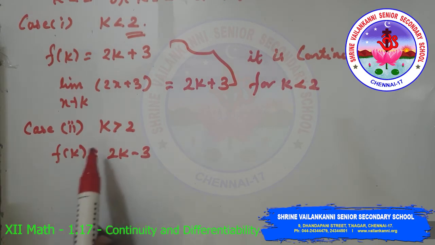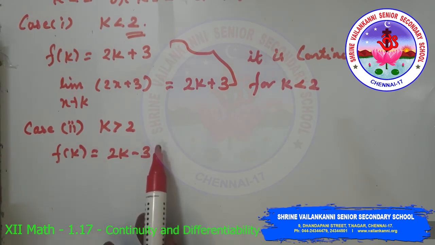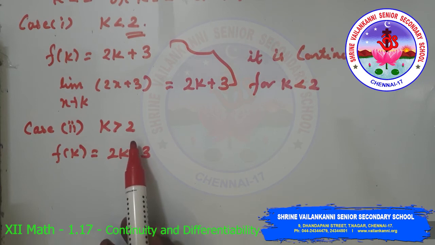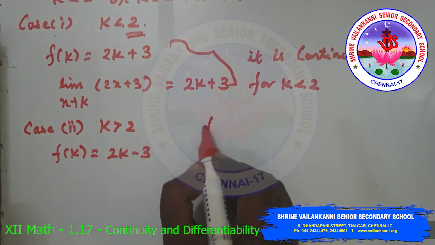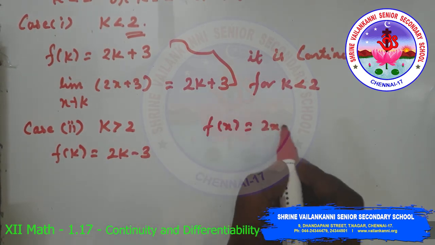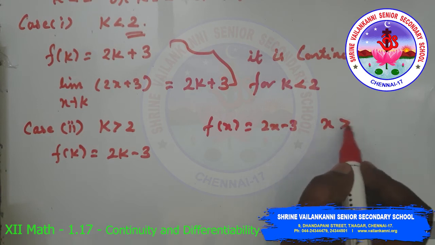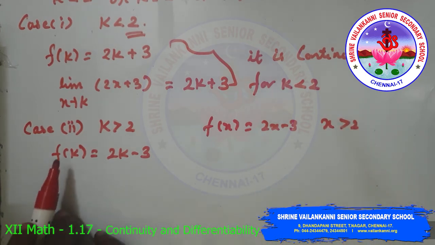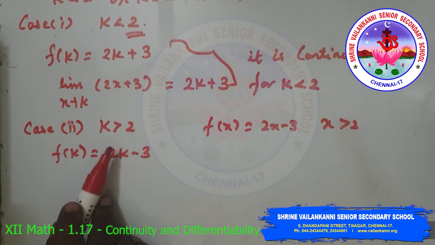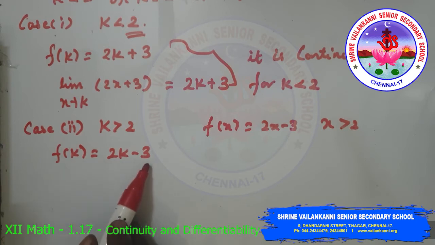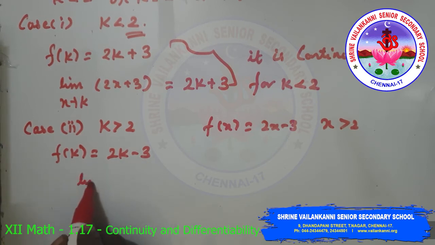So case 2, let's take k greater than 2. If k is greater than 2, then to the right of 2 we have f of x defined to be 2x minus 3, if x is greater than 2. So f of k is 2k minus 3. Then we need to check the continuity of the function.